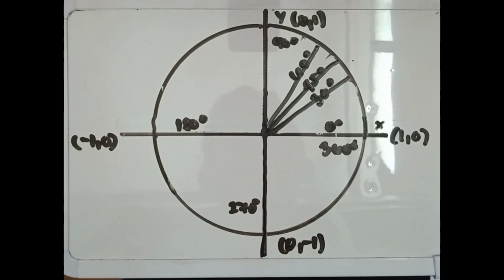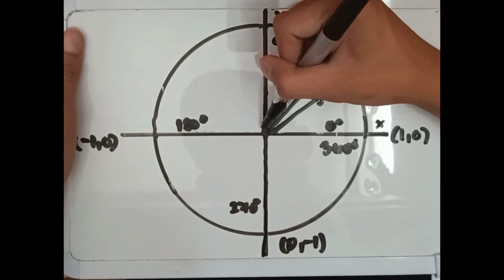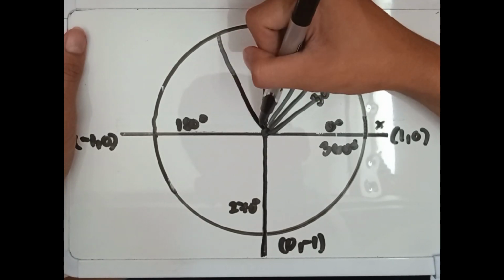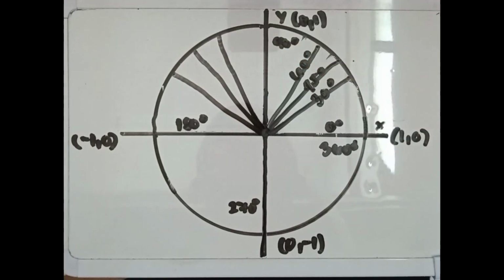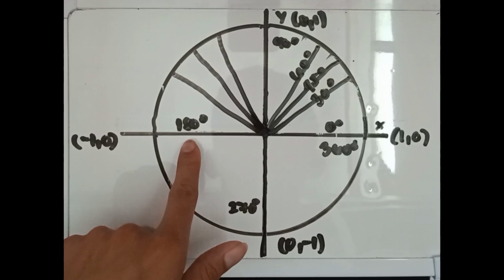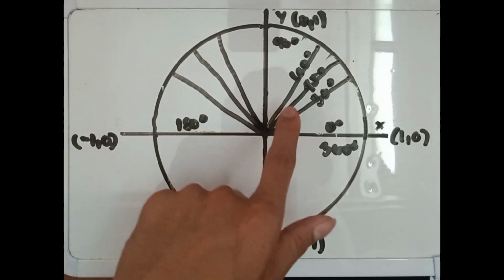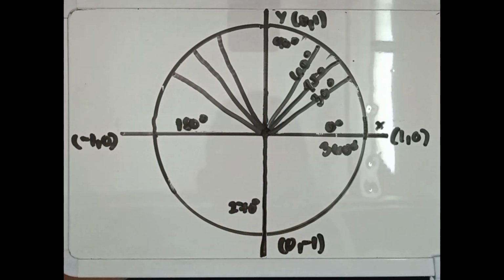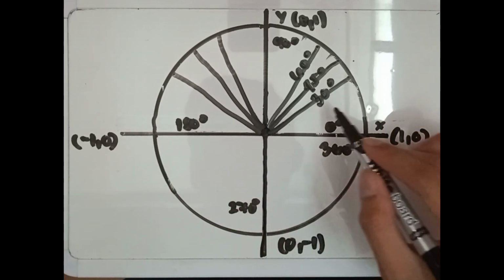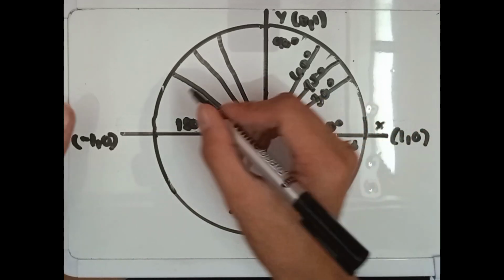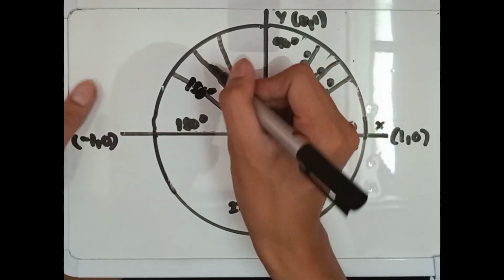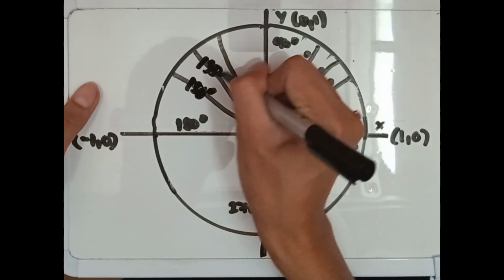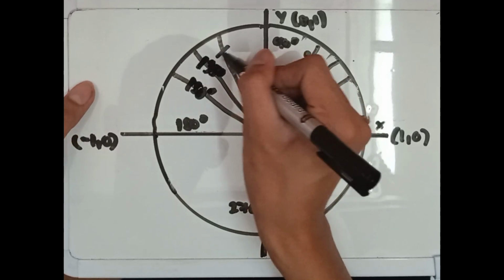Now we will move on to the second quadrant. In order to get the values of the second quadrant, we need to subtract the corresponding degrees in quadrant 1 from 180 degrees. 180 minus 30 is 150. So this is 150 degrees. This one is 135 degrees and 120 degrees.